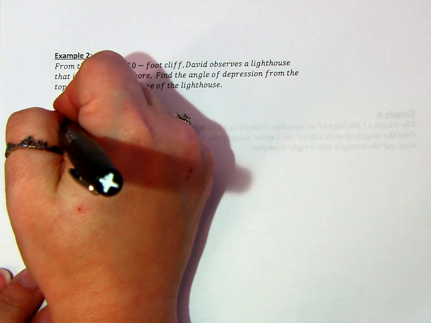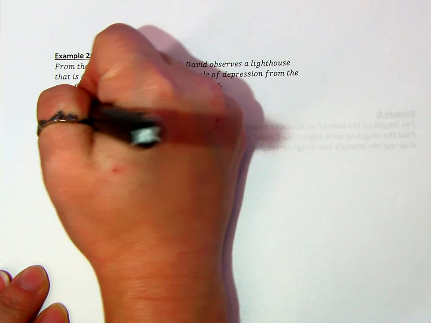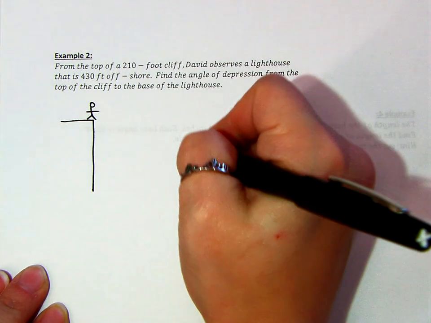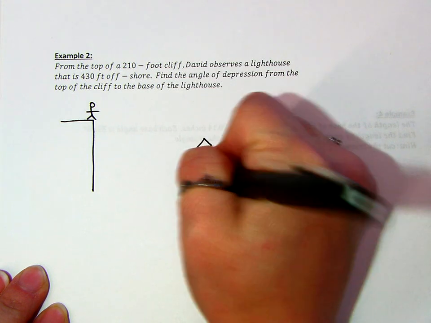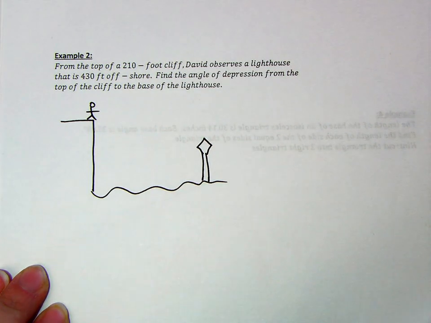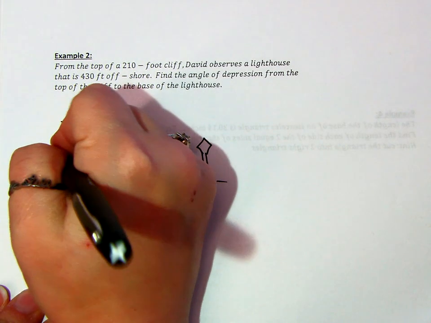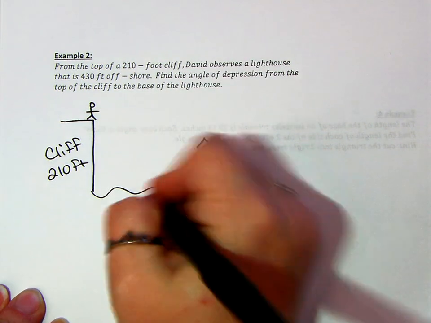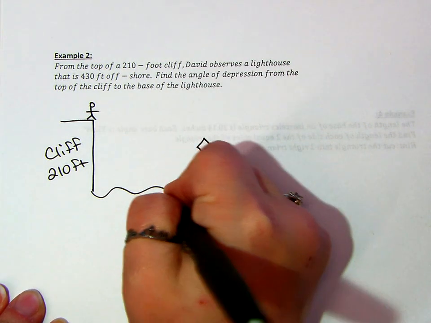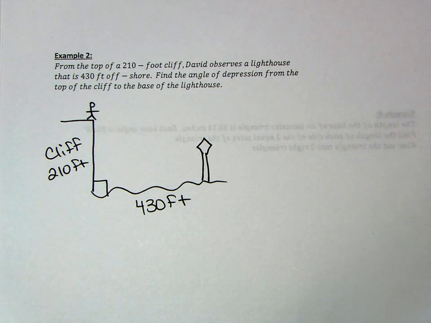So again, let's get out our art tools. There's my cliff, very fancy. Here's David on top of the cliff. And let's stick a lighthouse over here, offshore. There we go. Super fancy pictures, right? But we get what it's doing. So cliff, they told us it was 210 feet. We know that the lighthouse is 430 feet offshore. Notice that the cliff and the water are going to give us our 90-degree right angle.